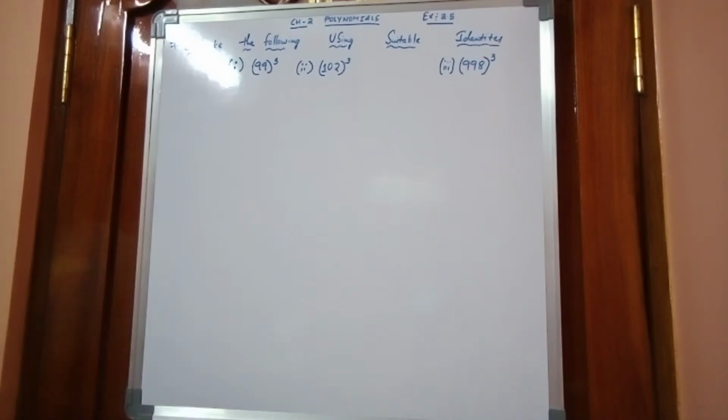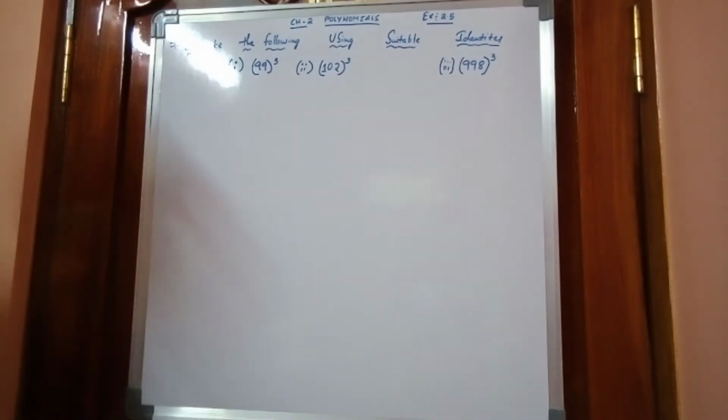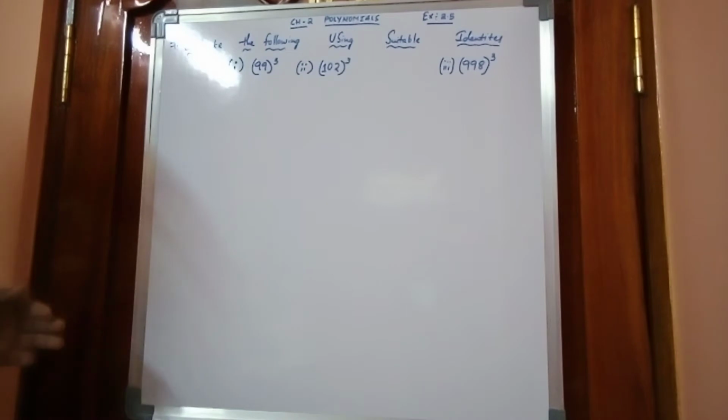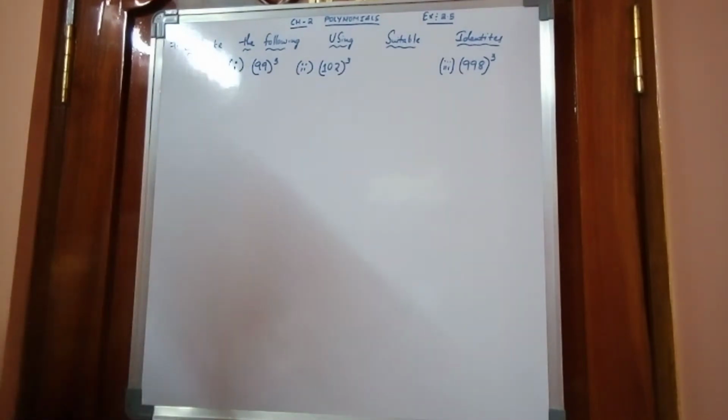In the previous video of 6th class, I explained how to expand cubes using (a plus b) whole cube and (a minus b) whole cube. So in this video also, in the 7th class, we have to use (a plus b) whole cube. In this, how we should use it and how we should simplify it, I will explain now.